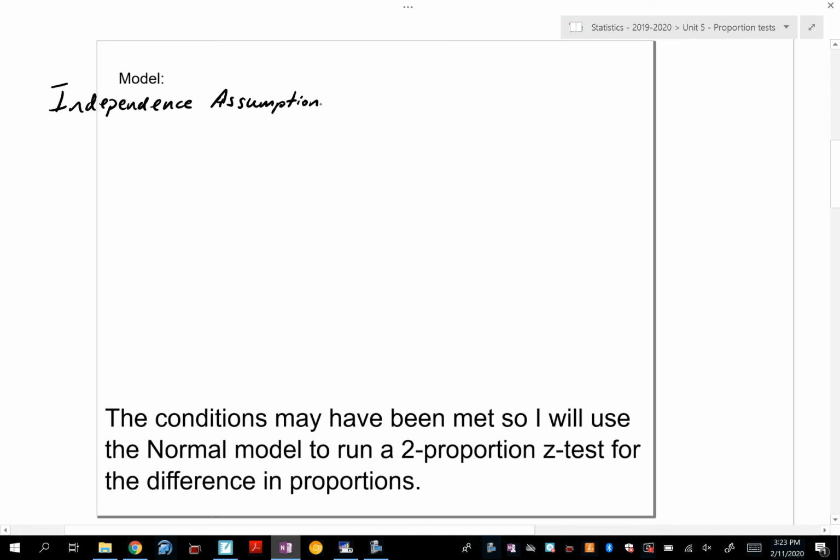Okay. Independence assumption. Now I have to do this for both groups. So I'm going to write two statements. You already wrote something? Bianca, what do you got? She said she wants to be. Oh, man, we haven't even started.